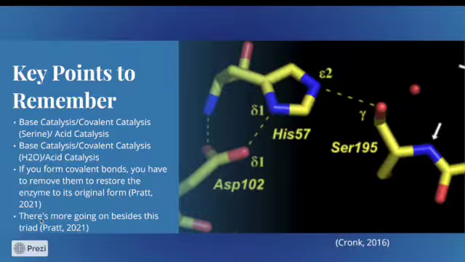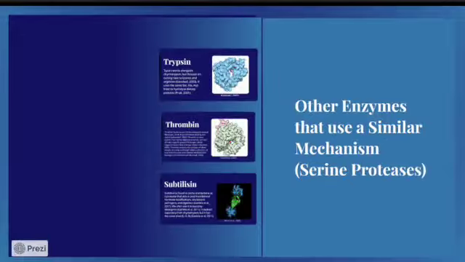And then also just to note, there's more going on besides this triad in the enzyme. For one thing, there's the oxyanion hole, and I know we focus on the triad, but there's more to it than that. I just want to note that. Okay, then also, there are other enzymes that use a similar mechanism, so other serine proteases. For the sake of time, I'm only going to talk about one in the video, but I'll leave the link to the Prezi, and you'll be able to come and look at the other ones if you'd like.